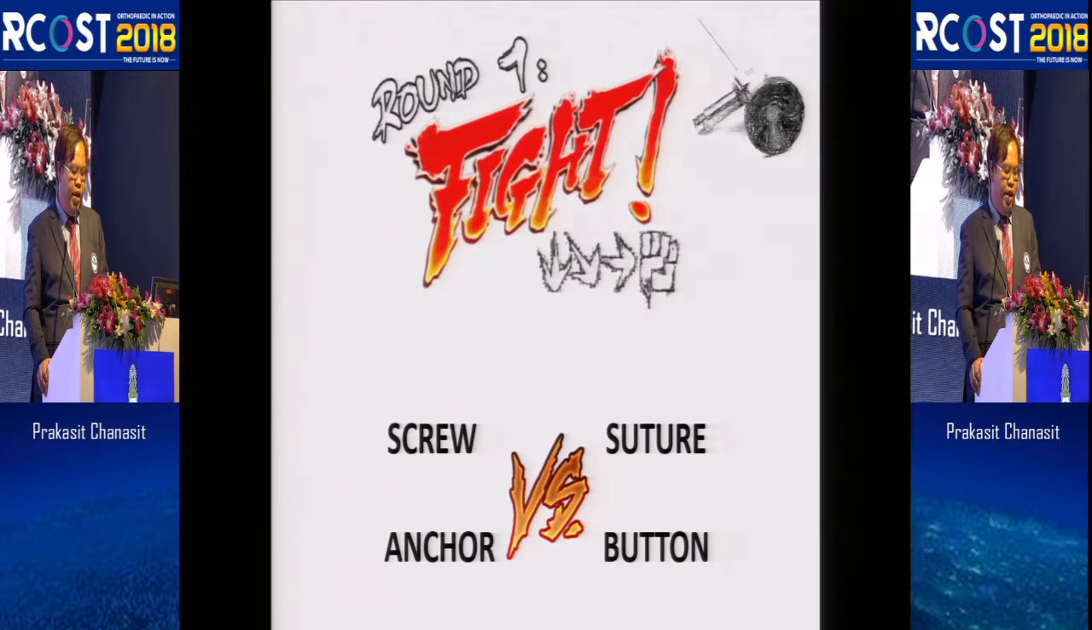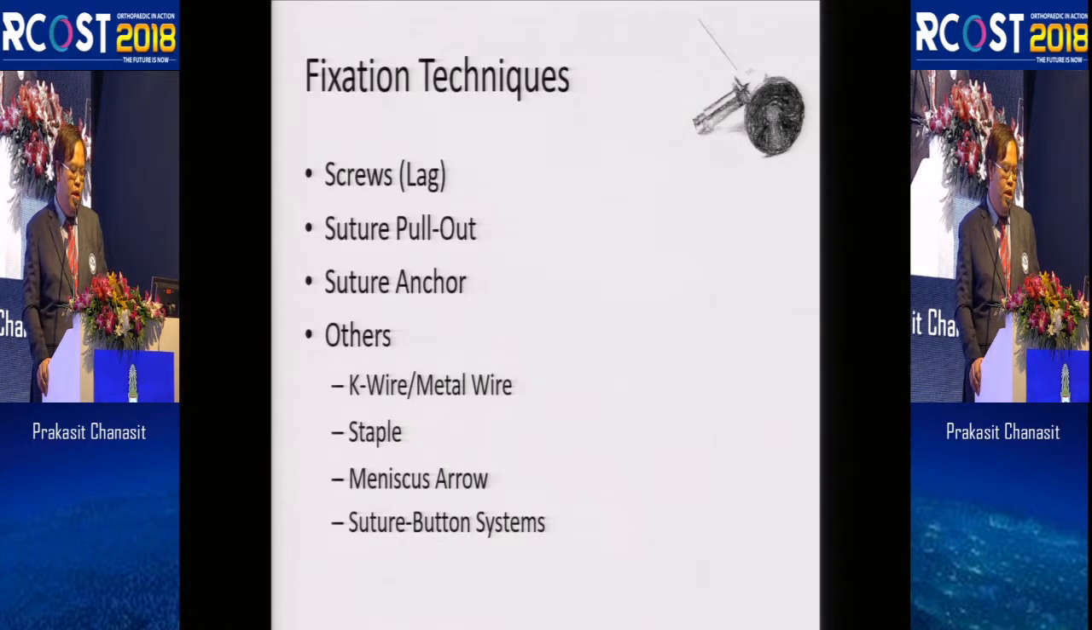In the second round, we will compare the fixation implants: screw, suture pull-out, anchor, or the button systems. We have several fixation techniques, from the screw, the lag screw, the suture pull-out, the suture anchor, and other techniques such as the K-wire or metal wire, the staple, the meniscus arrow, and the suture button system.